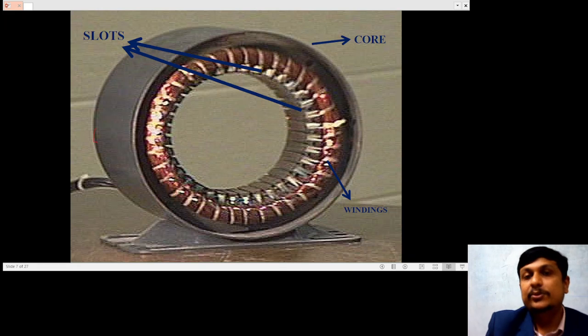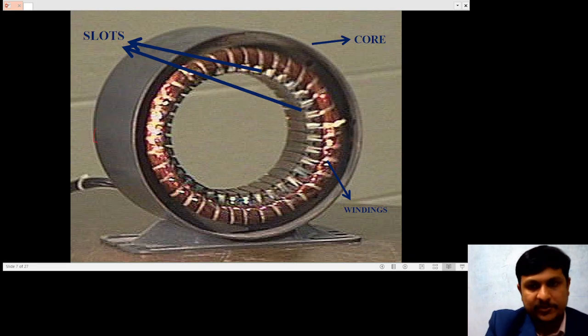Due to the simplicity of its construction, the induction motor is a very popular machine. Most of the industrial load, 80 to 90 percent, is induction motors, because of the simplicity of construction and rough and tough, maintenance-free behavior. The usability of this type of machine increases due to its simpler, rugged, maintenance-free construction.